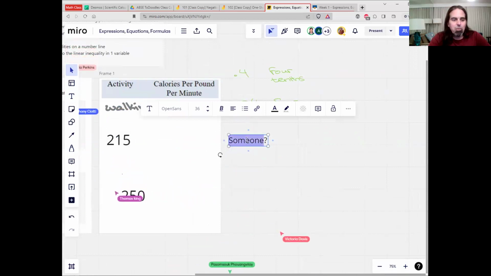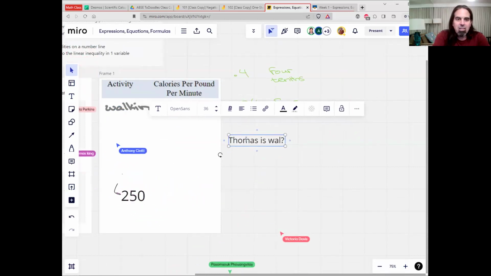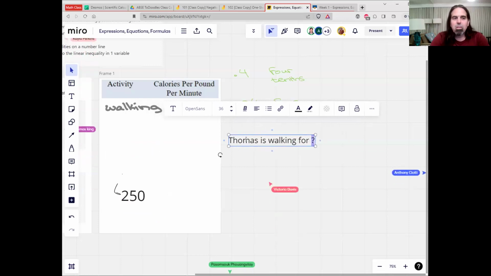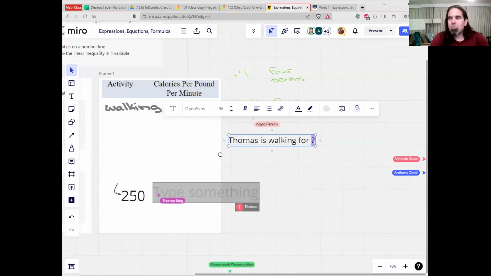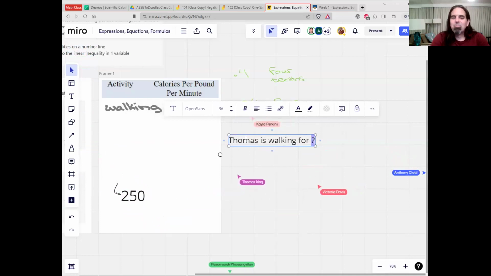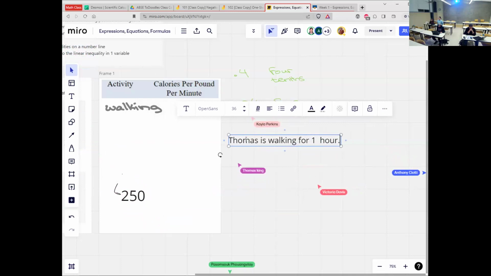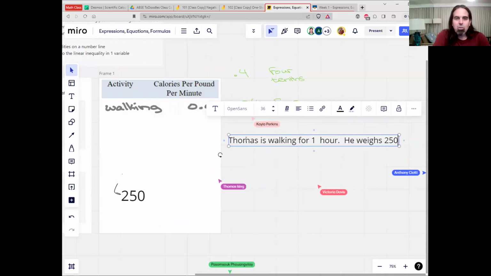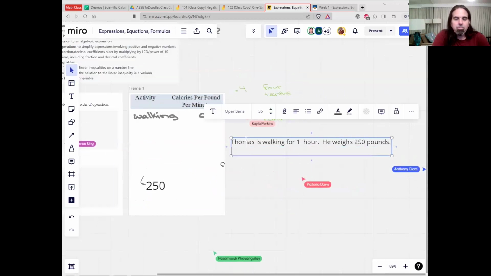I saw the 250 first. Who was the 250? Thomas? Okay, Thomas is walking. For how many minutes are you walking, Thomas? Just call it out or type it out or put it in chat or something. Or we could make it up. How long do we want Thomas to walk? One hour. Okay, 1 hour. He weighs 250 pounds. How many calories does he burn?